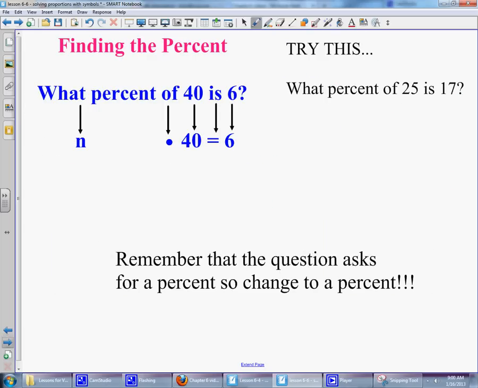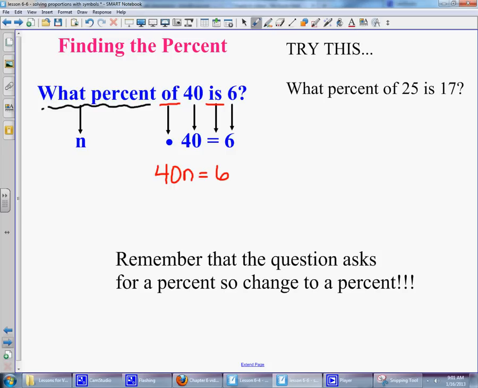So the first one, finding a percent, you need to copy this down. What percent of 40 is 6? So we know what percent is going to be our variable, so we substitute that with the variable n. We know the word of means to multiply. Numbers we just bring down. You don't even need to change them into anything. They stay the same. And the word is means equals. So now we have, when writing a multiplication problem, it's more appropriate to write the number before the variable: 40n equals 6.